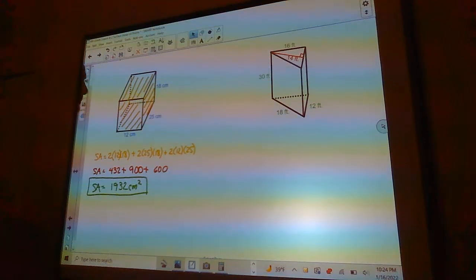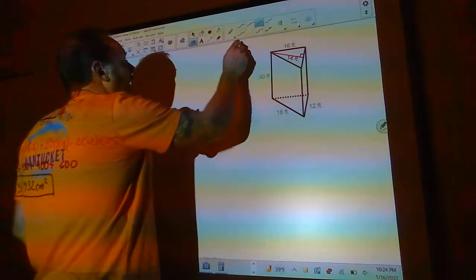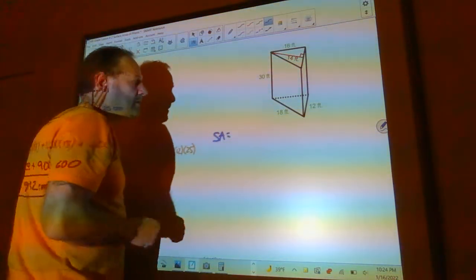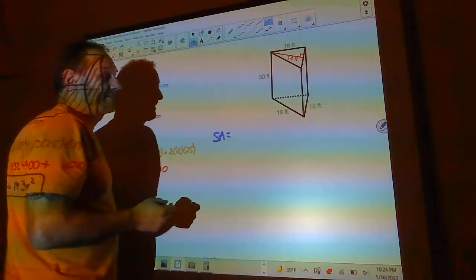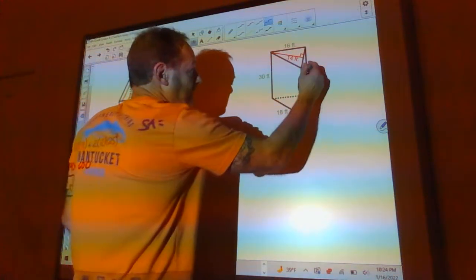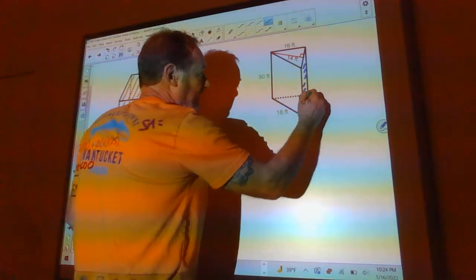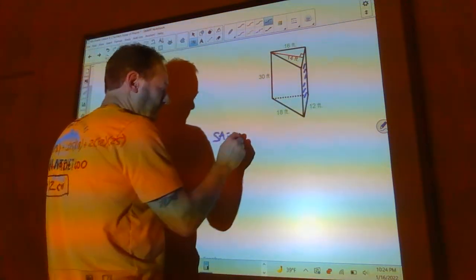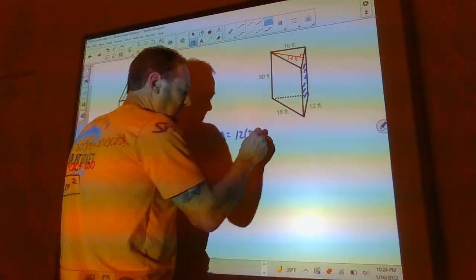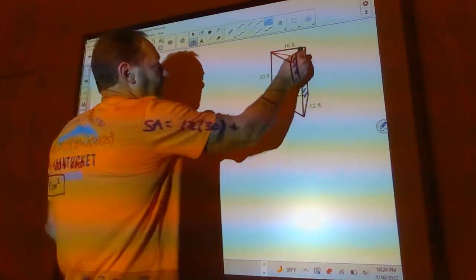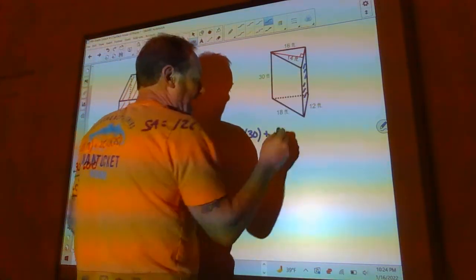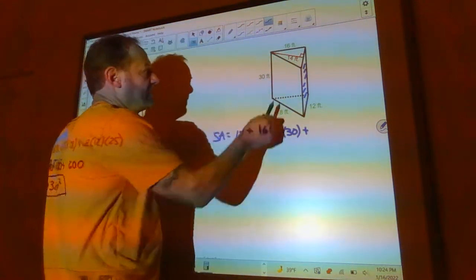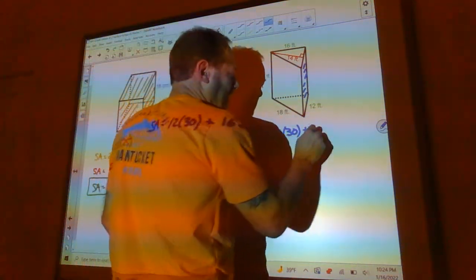Okay, this one, I've got 5 faces. So, let's do the rectangles first because those tend to be the easier ones. So I've got this, now they're all different, so I gotta do them all separate. So this one here is 12 by 30. So 12 times 30. Then this one is 16 by 30 in the back. And then this front one is 18 by 30.